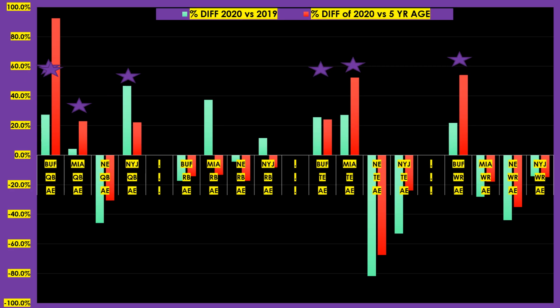Okay, and then I plot that and I put stars by the doubles, the double teams where we see both 2020 versus 2019 and 2020 versus the 5-year average. And we see for quarterbacks the same story: Buffalo, Miami, and the Jets, and New England has crashed. Miami did okay for 2020 versus 2019 in the running back, and the Jets did okay, but nobody did a double. Tight ends, Miami and Buffalo both got the coveted stars there.